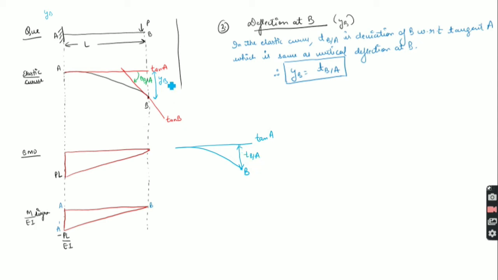So I can say that YB is equal to TBA. Understood? Because YB is the deflection at B, which is also this value, and TBA is also the deviation of B from the tangent at A. So YB is equal to TBA.